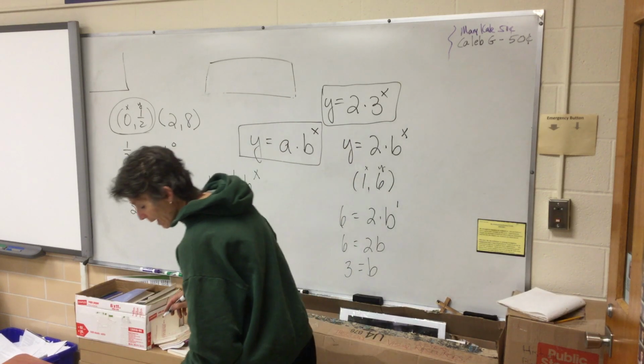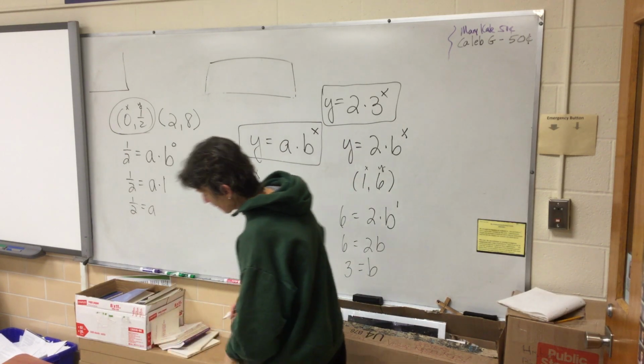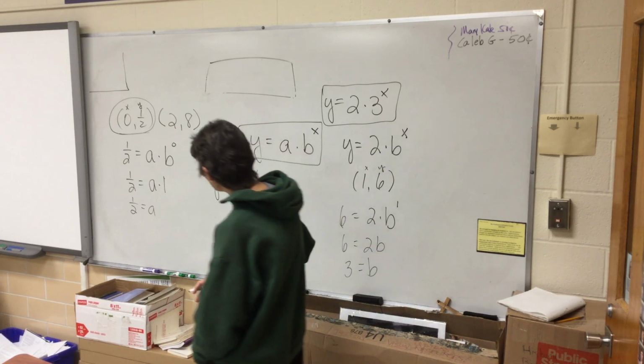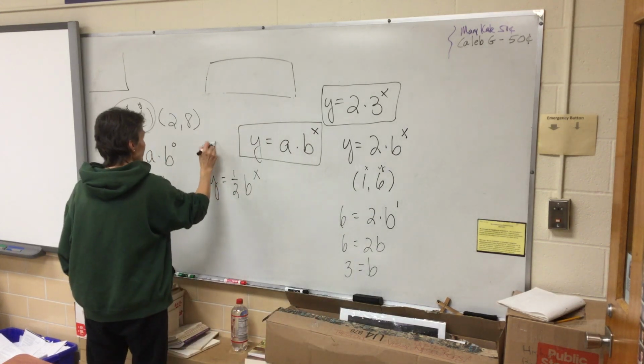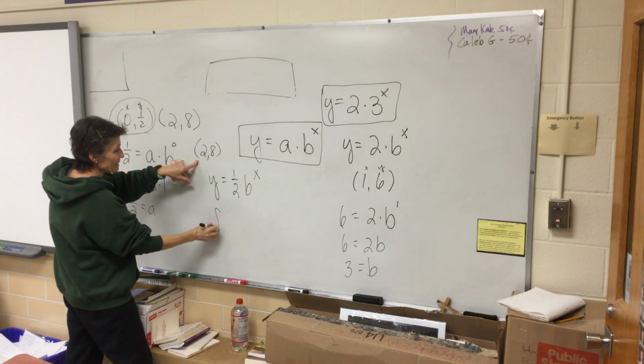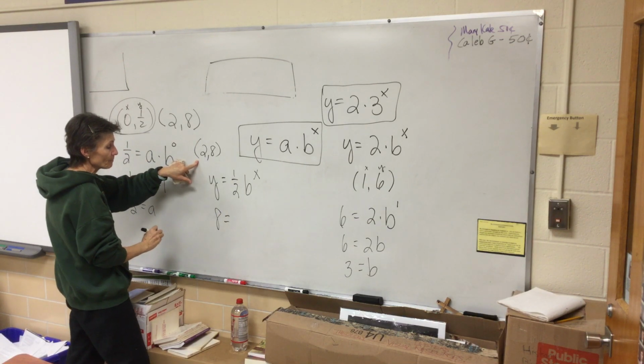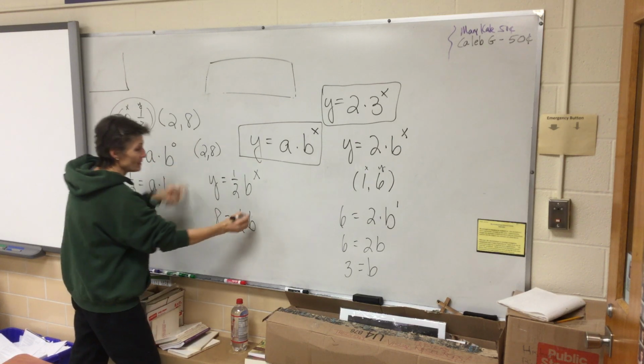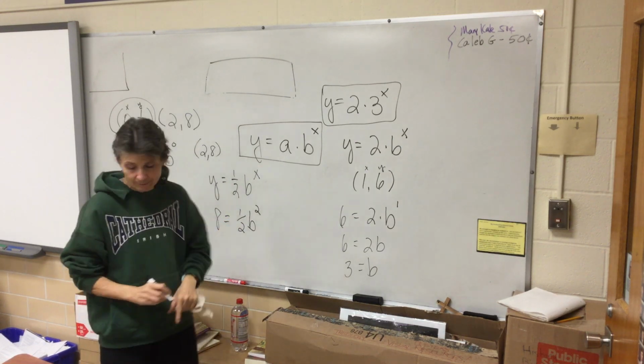Okay, so Trey, what happens now? What do I do next? You take the other point, plug it in there. Yep, and the other point is (2, 1/8). So I'm going to put 1/8 in for my y. There's my 1/2. There's my b, and my b is going to be squared, b squared.